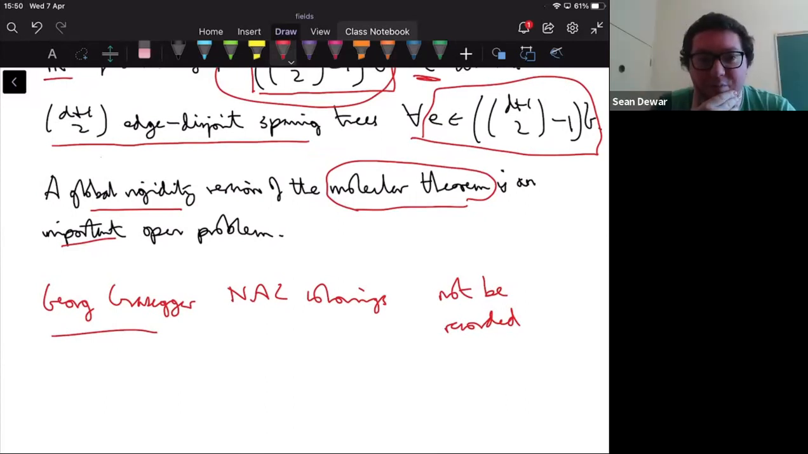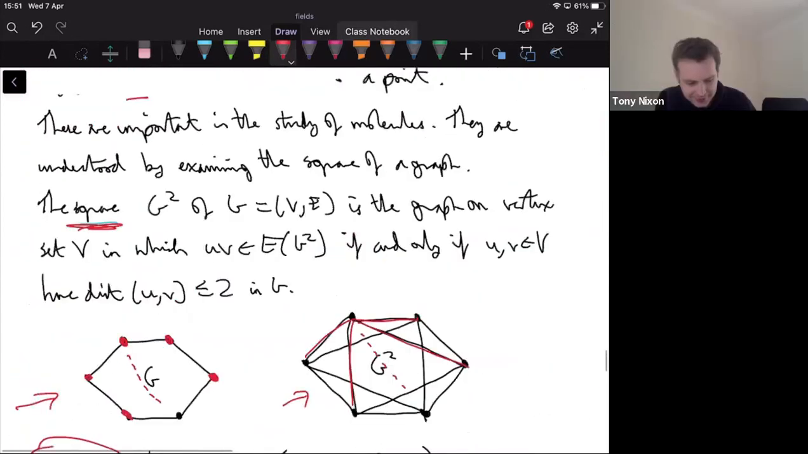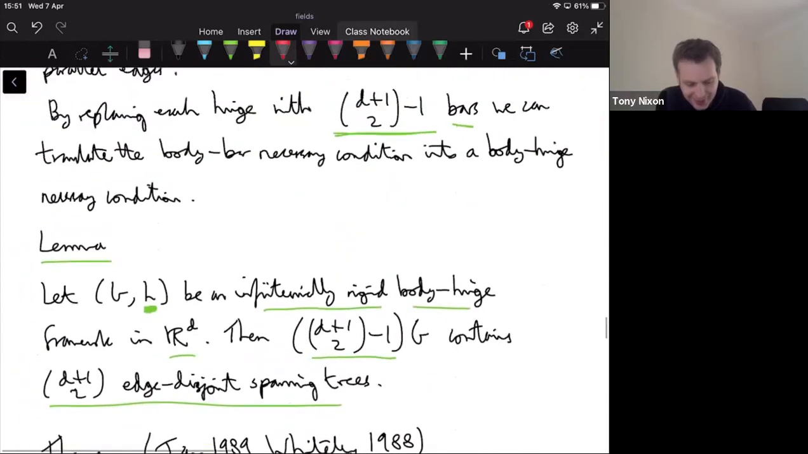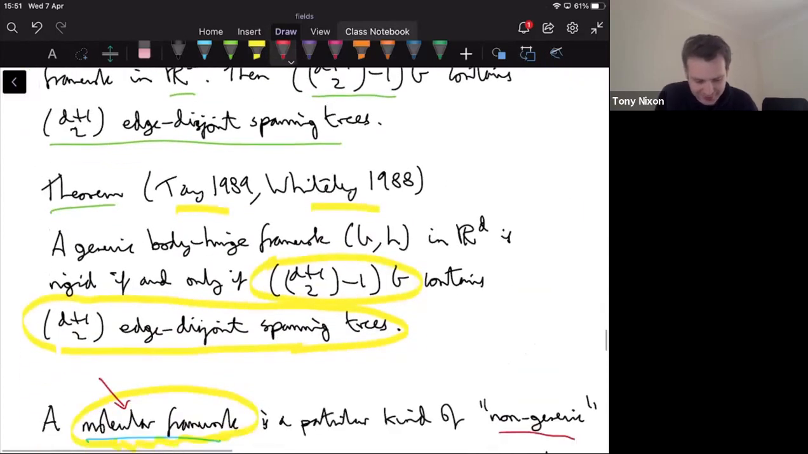So with the body-hinge stuff, if I'm right, if a graph gives a rigid body-hinge framework in 2D, then it will give a rigid body-hinge framework in higher dimensions, right? I have to get the numbers right, but yeah, that's why I was going to the statement to make sure I could do. So this is this one.